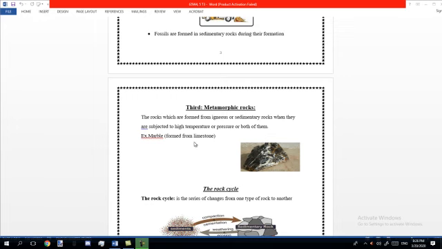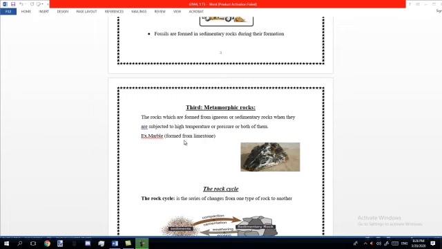Like what? Like marble. We all know the marble. From where does this marble form? It's formed from limestone, and limestone is a type of sedimentary rock. When limestone is exposed to high temperature or pressure, meaning you put this limestone under high pressure and high temperature, its shape is changed. Changed to what? To marble.